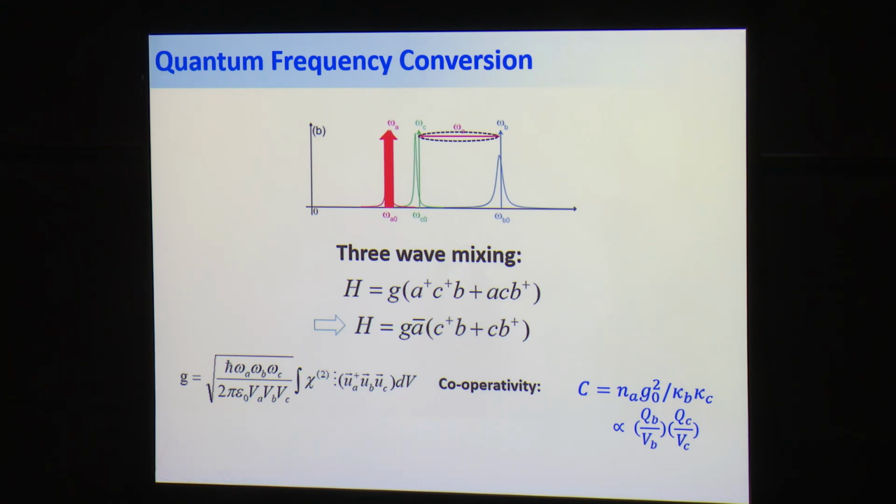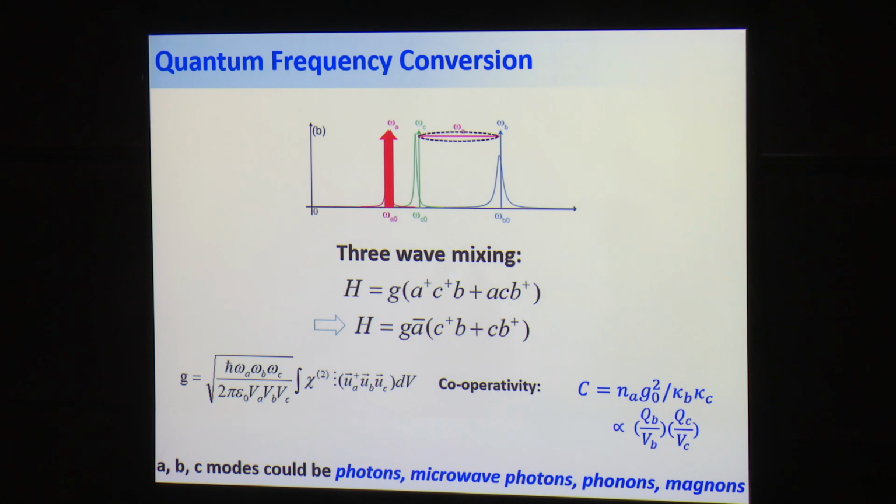And we also have to consider loss. The way to consider loss is to introduce this cooperativity, which is the coupling rate squared divided by the external linewidths of each of these coupled modes. Eventually, this cooperativity is proportional to the quality factor over the mode volume. So a higher quality factor and reduced mode volume are all important requirements to make an efficient converter.